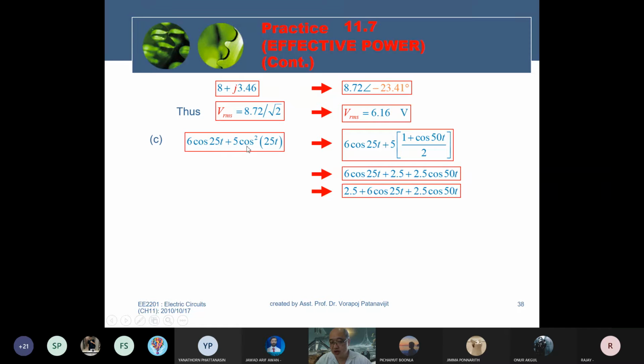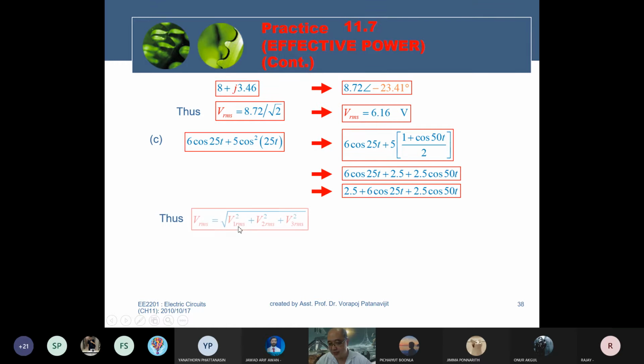For question C, the key is you must know how to use the trig identities to convert this into trig functions with power 1. If the power is 2, you cannot convert them into phasor form. With power 1, you can convert them, but you can see that the 3 terms have different frequencies. The first one has no frequency, it is constant, meaning omega equals 0. The second one, omega equals 25. The third term is omega equals 50.